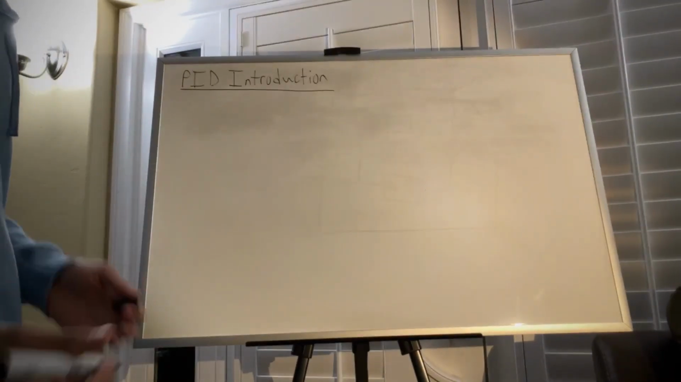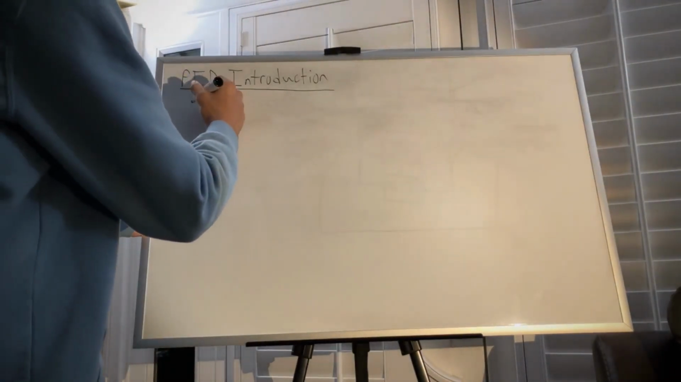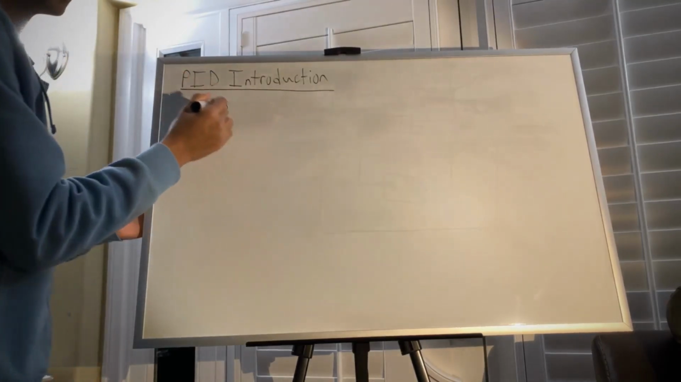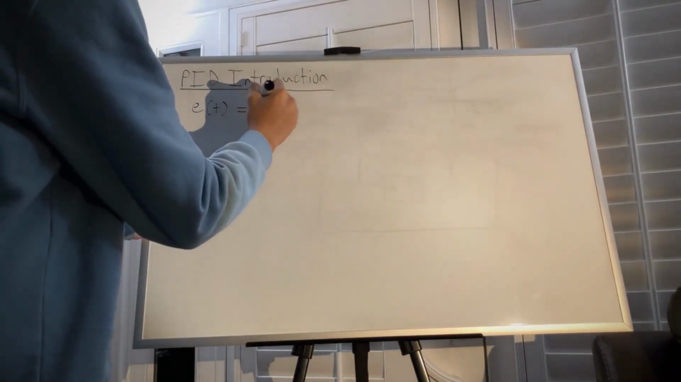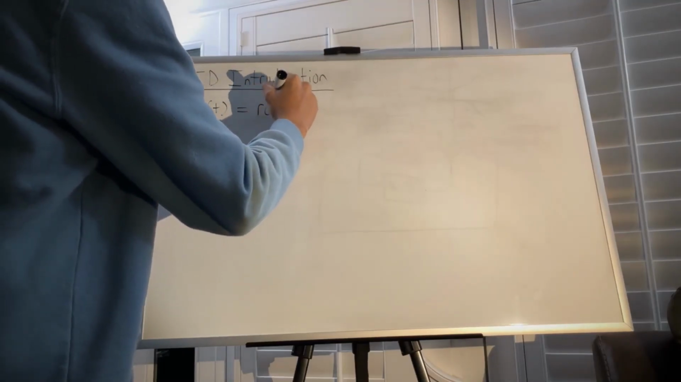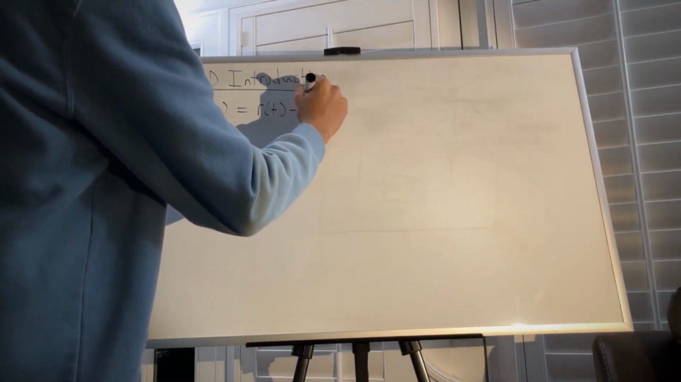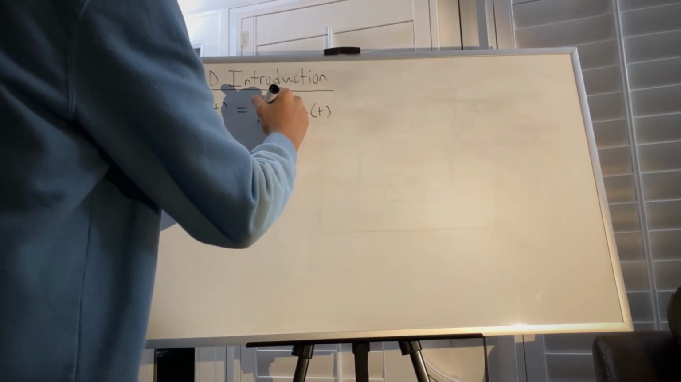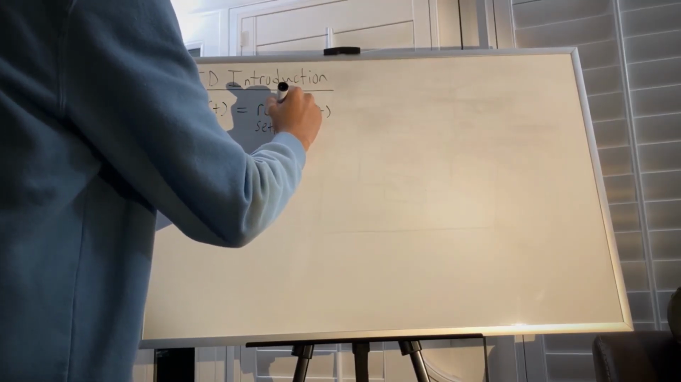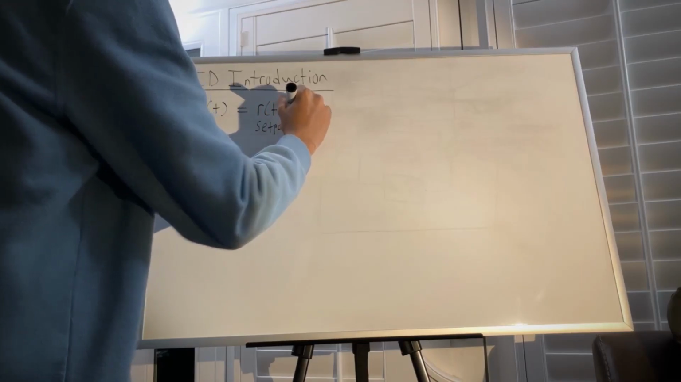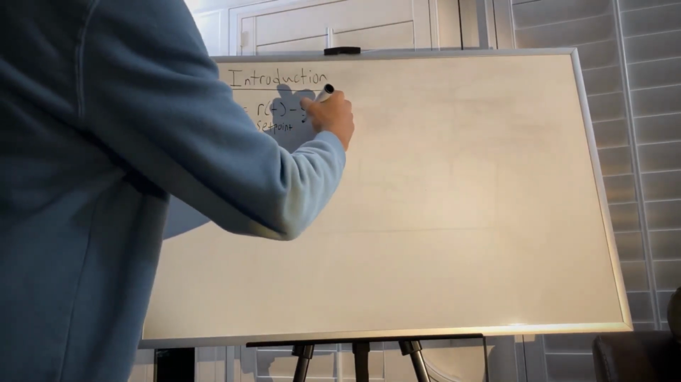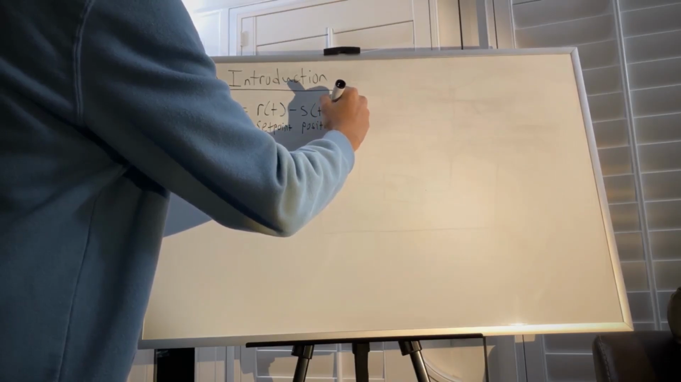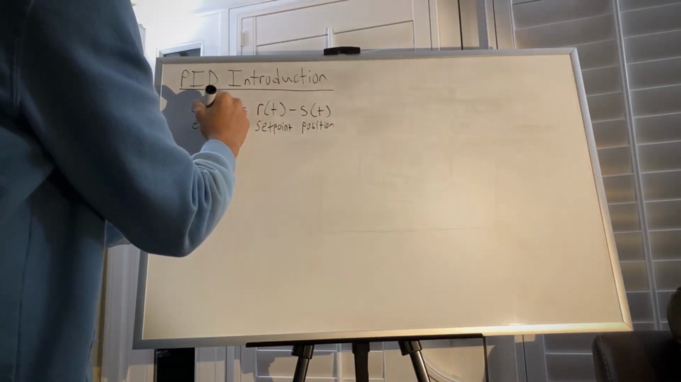So when I refer to error, I'm going to define this as an error function with time being an input, and we're going to set this equal to r of t minus s of t, where r of t equals your set point and s of t being your current position, and this of course being your error right here.